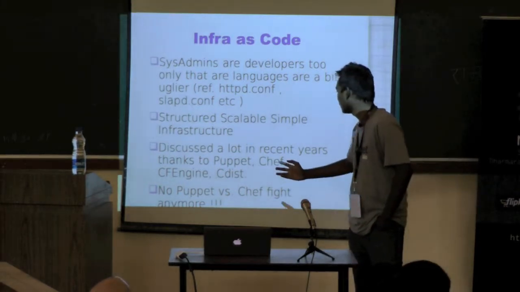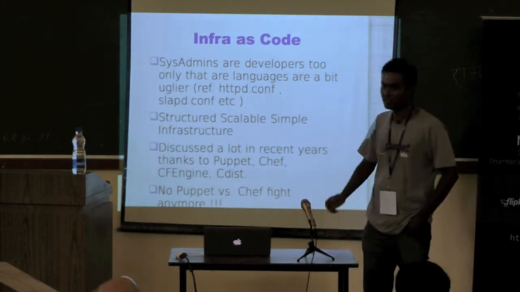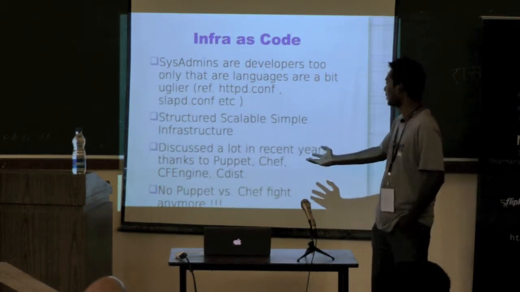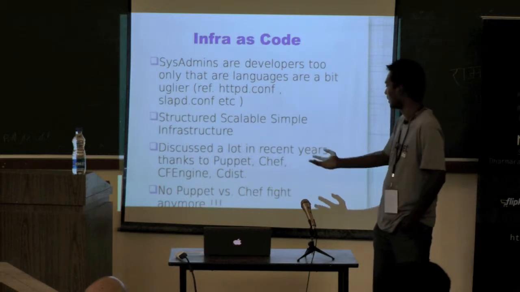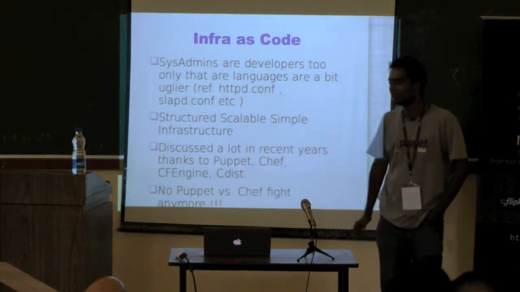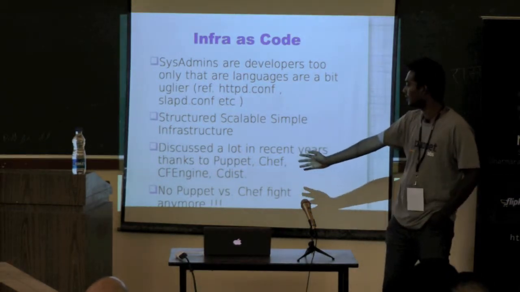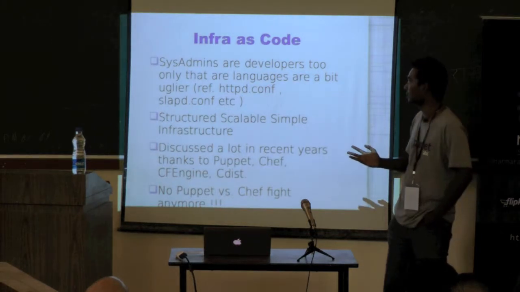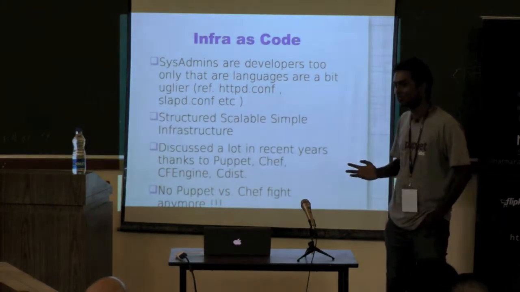Another thing is that it has become very popular in recent years. It started with CFEngine and it has become very popular in recent days thanks to Puppet and Chef. Even some people use CDIST also. It's basically your choice, Puppet or Chef or CDIST. But what is more important is using configuration management or infrastructure as code.